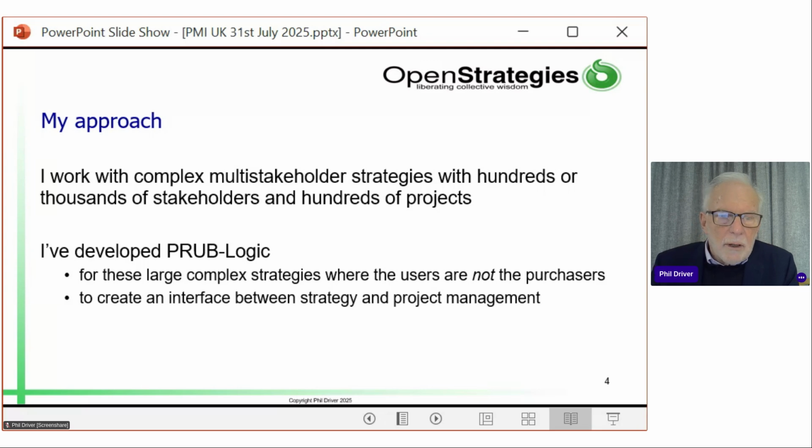I'd also developed PRUB-Logic to try and make a connection between project management and strategy, because as you'll see, strategy is pretty vague and fluffy, especially in government departments, whereas project management tends to be pretty rigorous, pretty well pinned down. So the challenge is at the strategy end, not at the project management end.